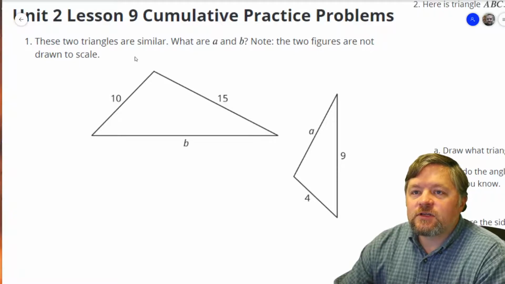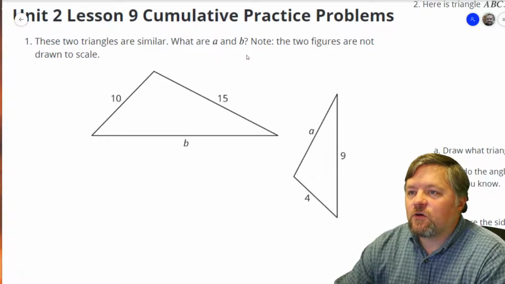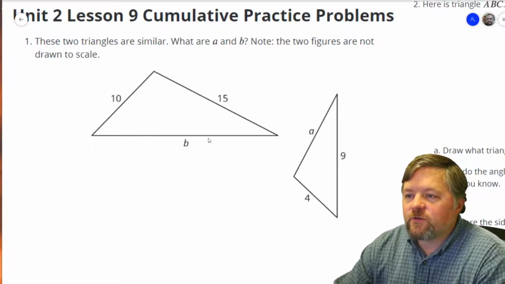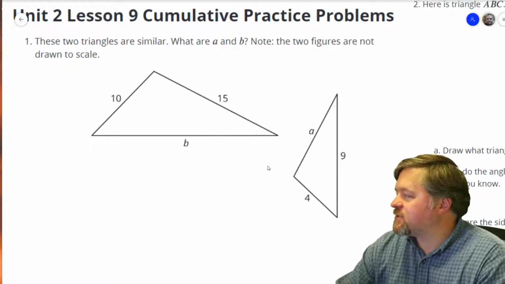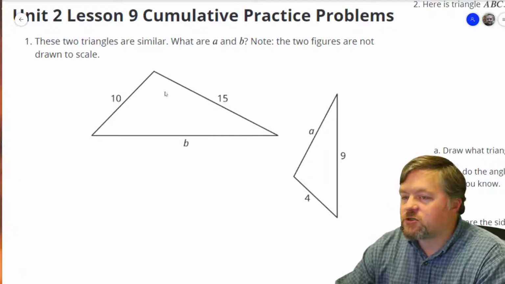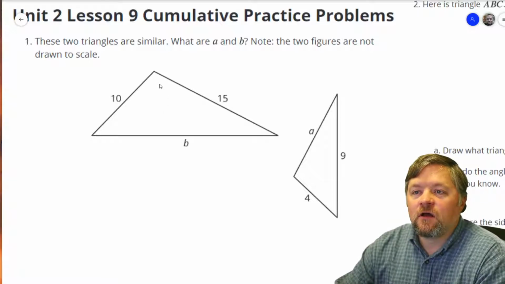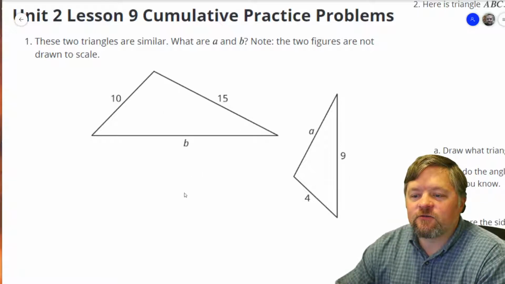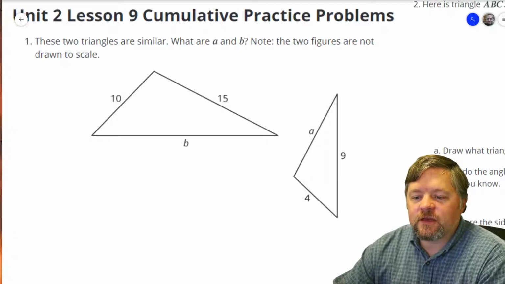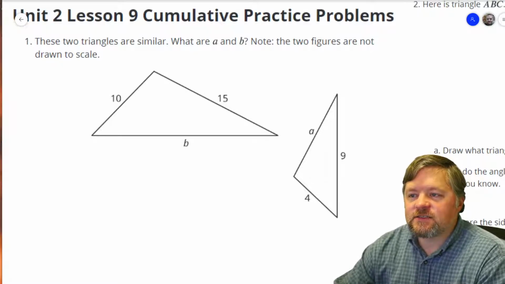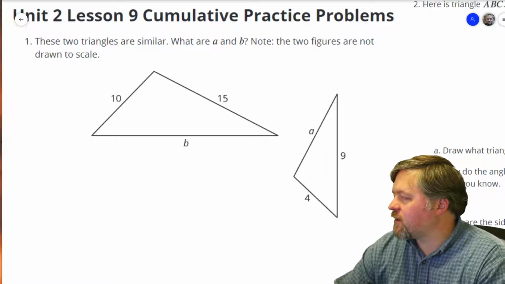To start out, these two triangles are similar. What are A and B? Note the two figures are not drawn to scale. So, if they're similar, all of the angles have to be congruent to each other. And if they're similar, all of the side lengths have to have a consistent scale factor between one triangle and the other.